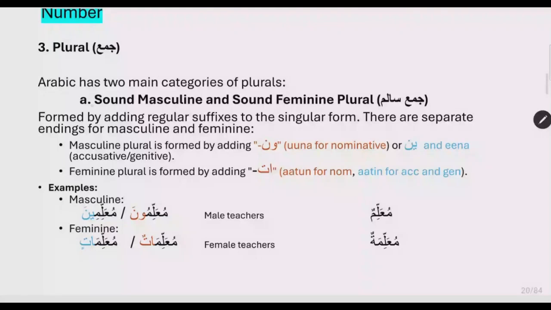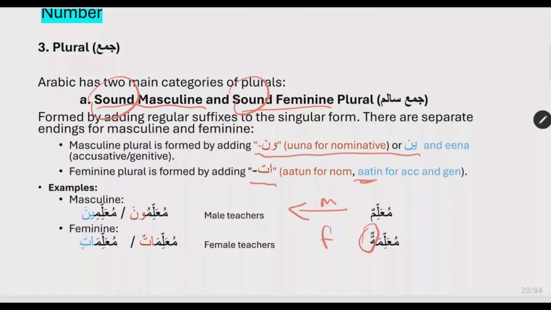There's a masculine and a feminine version of it. The masculine has una or ina as the ending, and the feminine has atun or atin as the case ending. So here's one example. Muallim is a male teacher, right? You notice there's no ta marbuta. Here there's a ta marbuta, so this is feminine, and this is masculine without the ta marbuta.